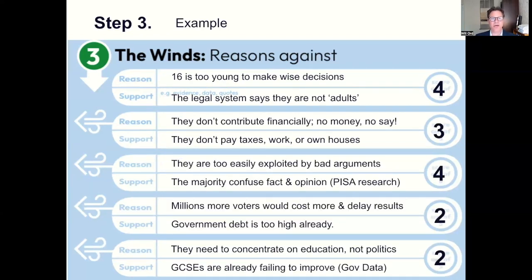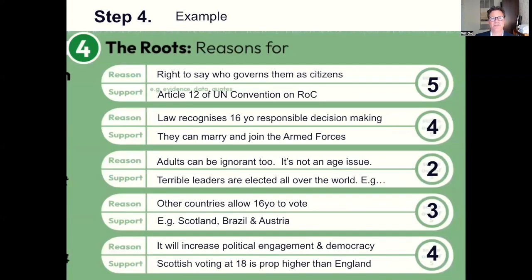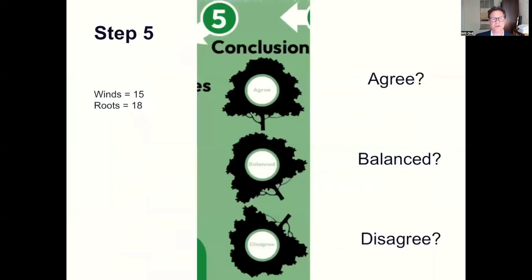Now, they do that with other reasons against, give them a score. They do exactly the same for the reasons for, the roots supporting the proposition. They weigh them up, and in this case, they might add up the scores. So they found the total of the winds was 15, the total of the roots was 18. And in this case, the students decided that it was a balanced kind of argument. The tree was kind of bending over, that the winds and the roots were reasonably balanced. Not exactly, but close enough to say it was a balanced argument.